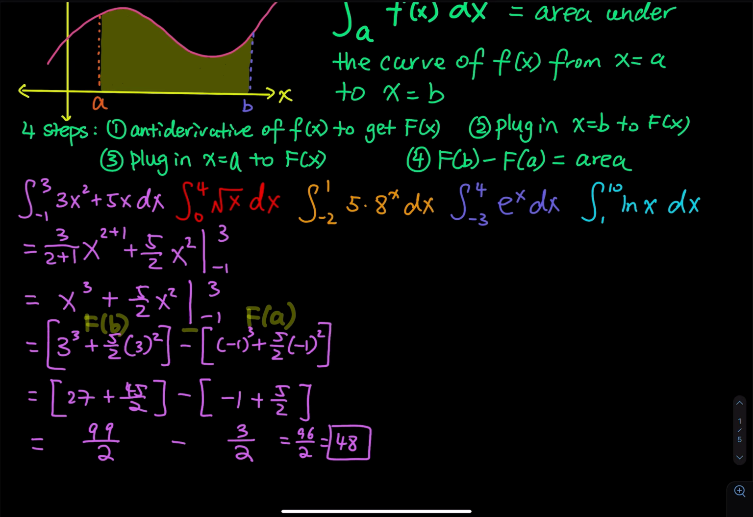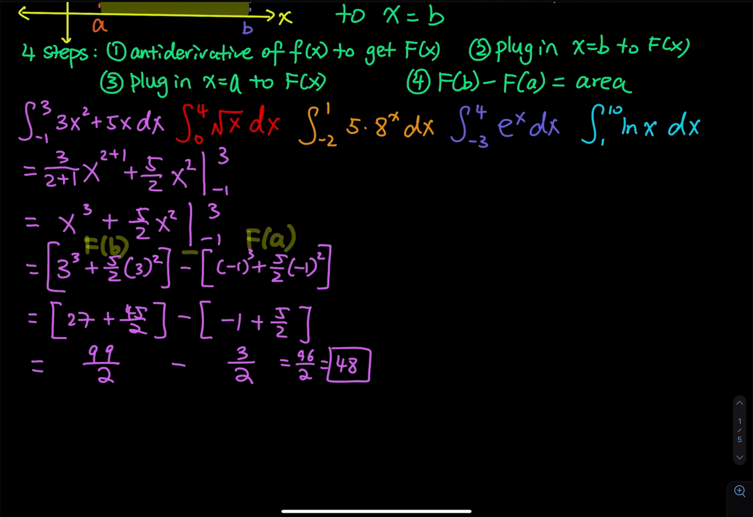So one thing that I would like to explain is what happens if you reverse the upper and lower limit. Let's put this back to the pen color. So what happens if you reverse the upper and lower limit?